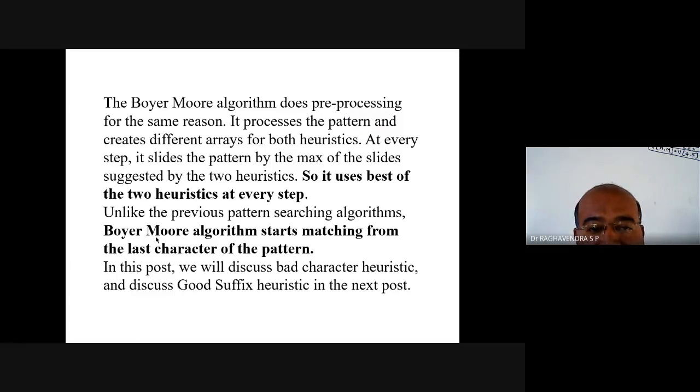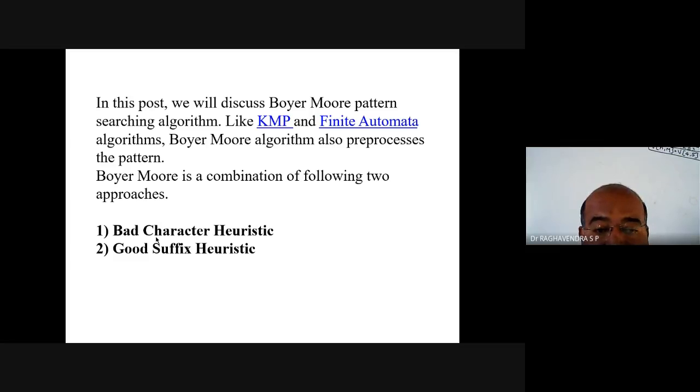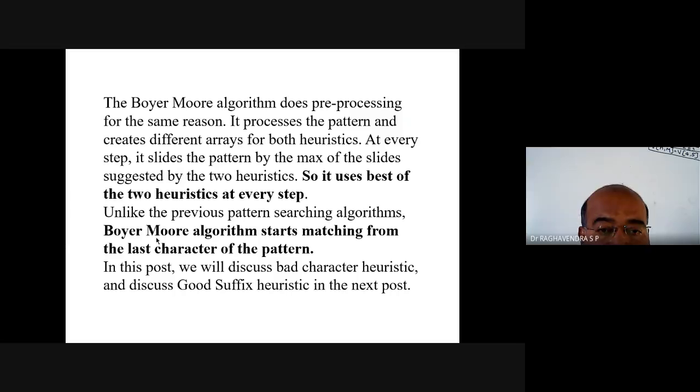The Boyer-Moore algorithm preprocesses the pattern and creates different arrays for two types of tables. One is for the bad character and another for the good suffix heuristic. So two types of tables will be created: the first table for the bad character heuristic and the second table for the good suffix heuristic. Okay. So at every step, it slides the pattern by the maximum of the slides suggested by the heuristics.